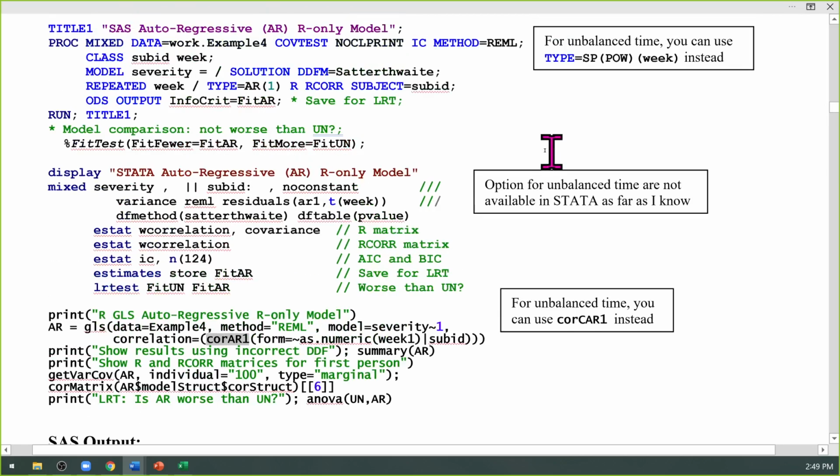I have a note that if you have unbalanced occasions, this is the only one that you can still use if you switch out the type. So if I didn't have equidistant weeks, if I had occasions that were unequal, then if I typed SP(POW)(week), that's a spatial power structure in SAS, I can have unbalanced occasions and still have an AR1. And in R, it's corCAR1, the same thing. So this is the one exception in terms of being able to address unequal interval data. You can do it if you have those options.